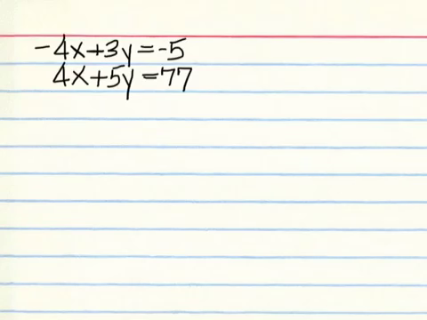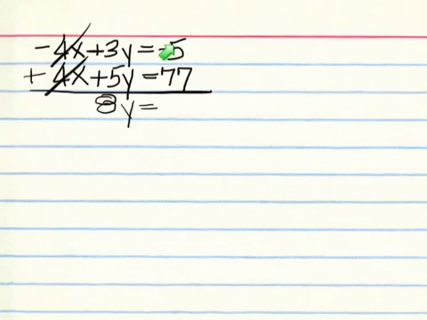In this case here, notice you have a -4 and a +4 in this spot. No need to multiply anything. You simply have to add. When you do, those cancel out. And now you have 3 plus 5. That's going to be 8.